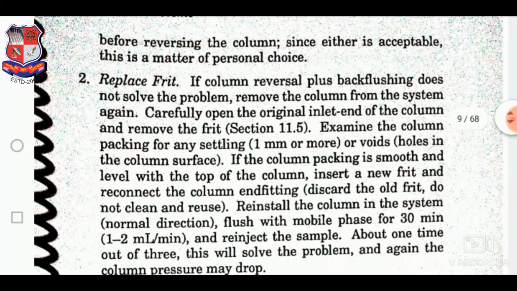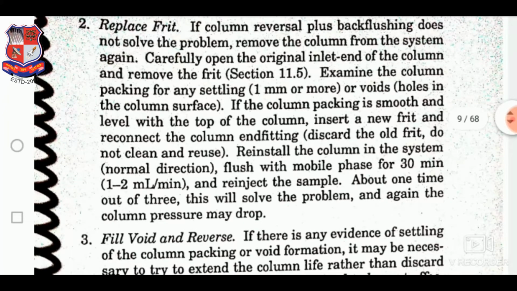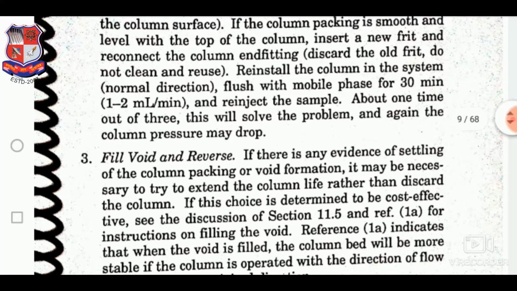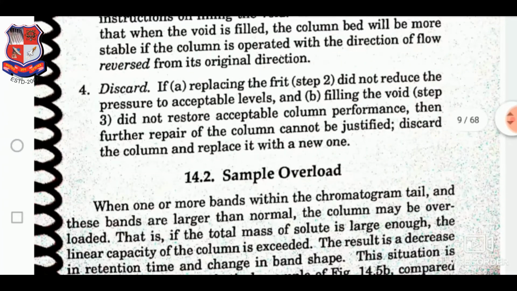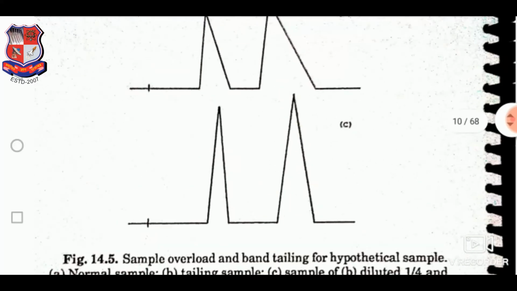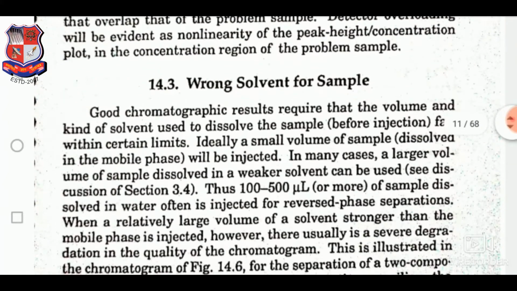Replace the frit. If column reversal does not solve the problem, then remove the column from the system and carefully open the original inlet end of the column and remove the frit. Examine the packing for any settling or void. If the column packing is smooth and level, insert a new frit. Otherwise, discard the column. Sample overload may be another cause, and these are some other chromatograms showing that. Another is a wrong solvent for the sample.